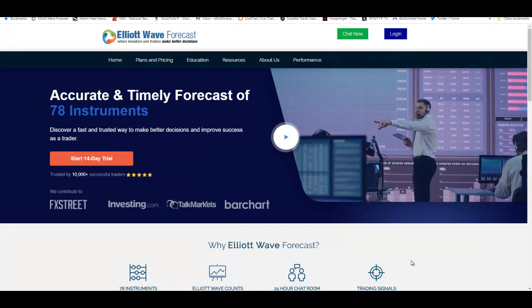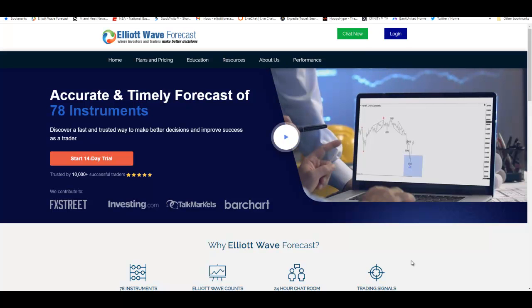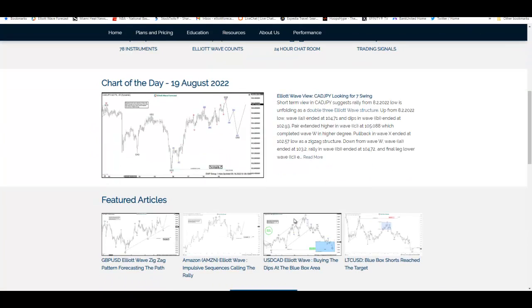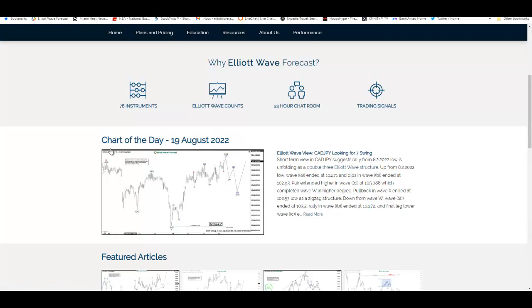Charts of the Day is a section within the website, done for followers who visit the site on a daily basis. You just go to ElliottWaveForecast.com, scroll down a little bit, and you're going to see the charts of the day. We pick an instrument, out of about 78 instruments across the spectrum that we cover in Elliott Wave Forecast, and we do a video and explain the Elliott Wave structure. So having said that, today we're going to take a look at the pound dollar.